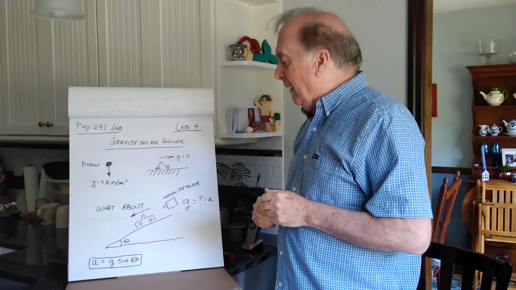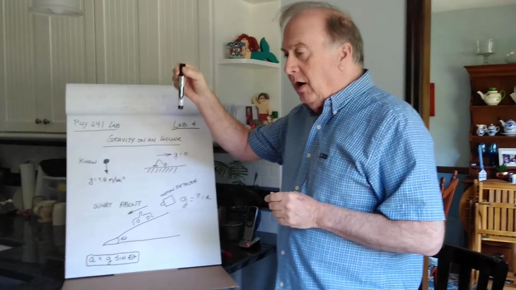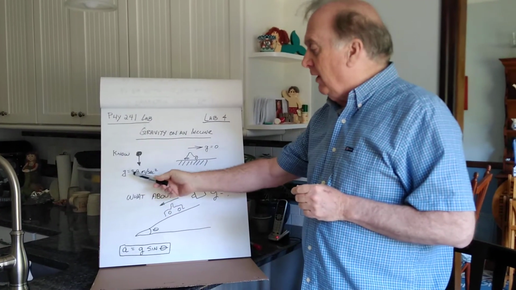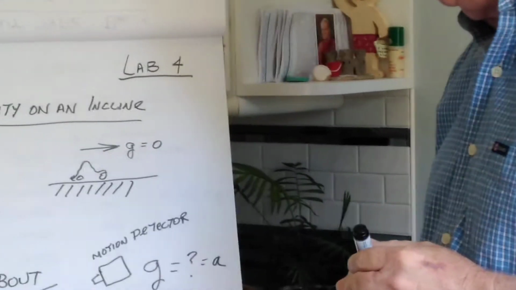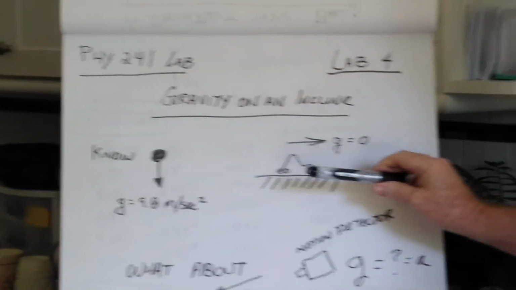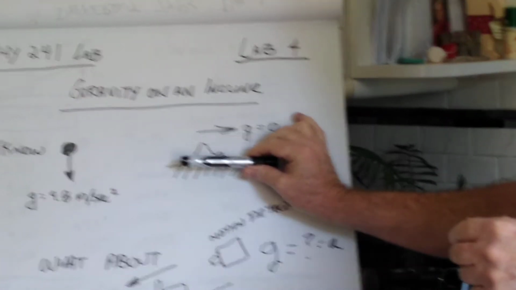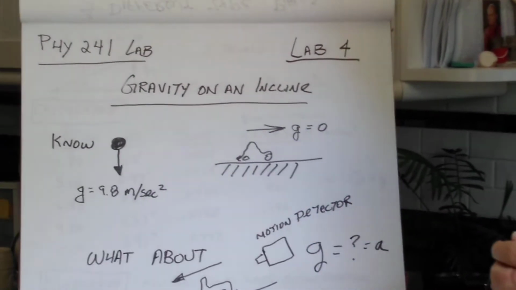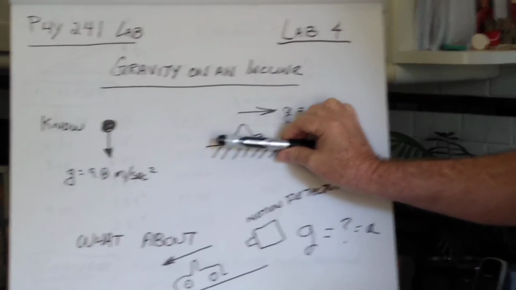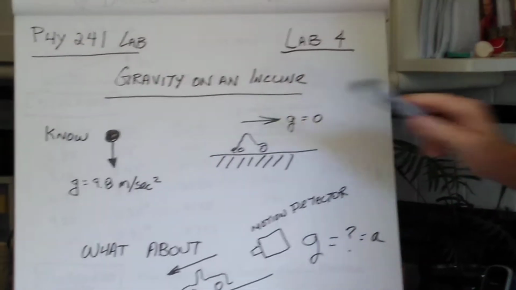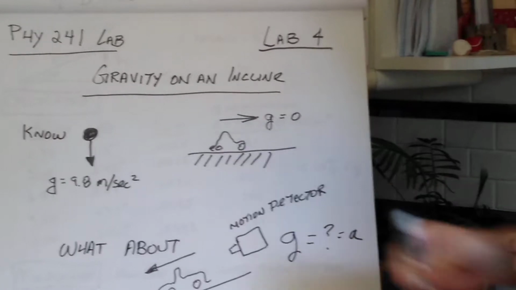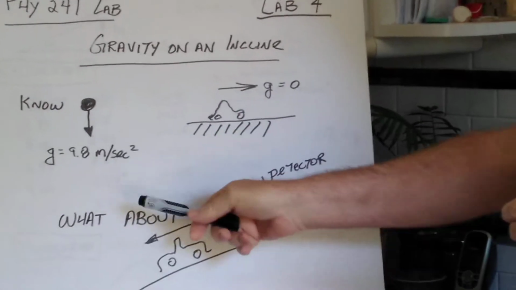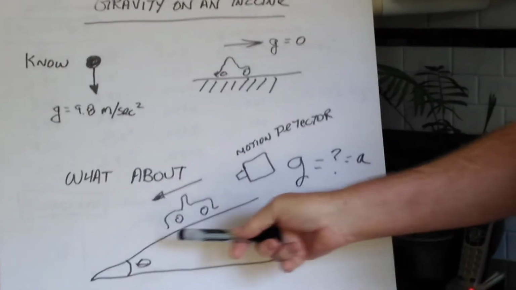As you know, in previous labs we've dropped balls and we found that when an object falls straight down, the acceleration due to gravity is 9.8 meters per second squared. We also know that if we have a cart in a flat position and it's not moving, there's no gravity exerted on it. The gravity in this direction would be 0. So if we know straight down it's 9.8 and flat it's 0, what about on an angle? If we have a cart on an angle.